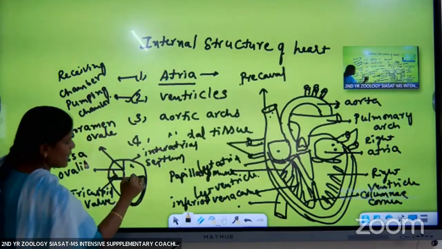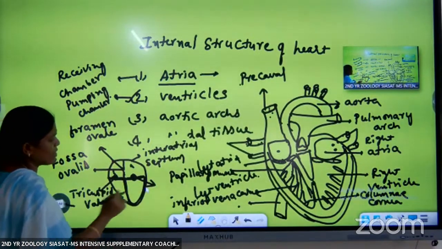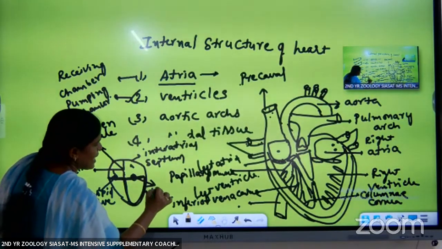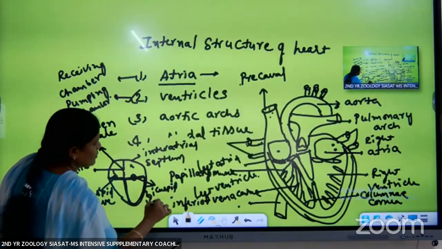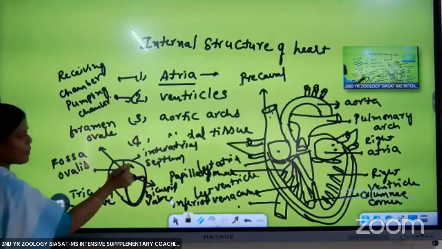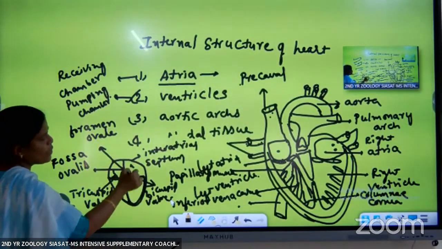Next, the second one. On the right side the tricuspid valve is present, and on the left side the bicuspid valve is present. What is the use of this bicuspid valve? It prevents the blood from flowing back from the left ventricle to the left auricle.